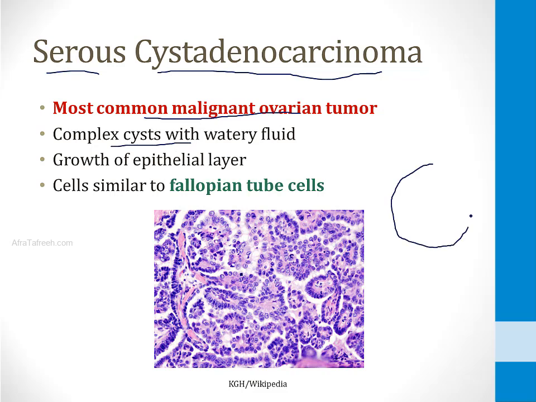So instead of a nice, simple cyst like you would see for a benign tumor, what you see is a cyst with lots of bumps and irregular shape to it. There's growth of that epithelial layer we saw in the last slide. So instead of a nice single layer, you see lots of folding of the epithelial layer like shown on the screen here.